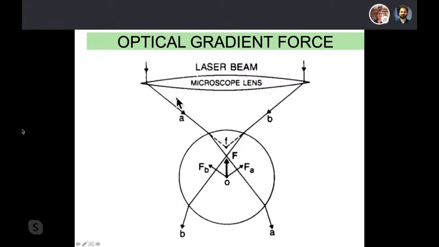This big angle means that the deflection of the beam, these high angle rays, by an object like this sphere that you see here, which has an index of refraction higher than the surrounding. The surrounding can be vacuum, air, water, whatever you want.